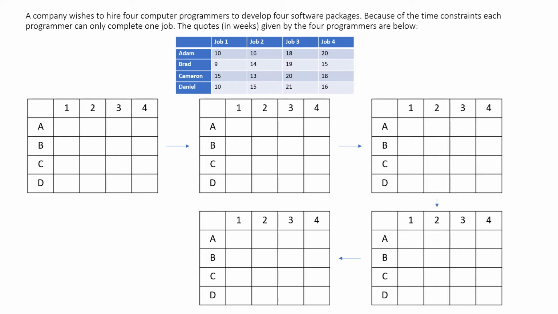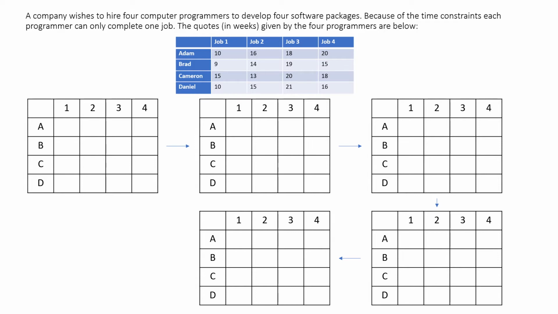Alright, so here we have a table. A company wishes to hire 4 computer programmers to develop 4 software packages. Because of time constraints, each programmer can only complete one job. The quote's given in weeks. The 4 programmers are here. So Adam would take 10 weeks to do job 1, he would take 16 to do job 2, etc. So we're going to apply the Hungarian algorithm here so we can work out which programmer is going to do which job to make sure it's all done in the shortest possible time.